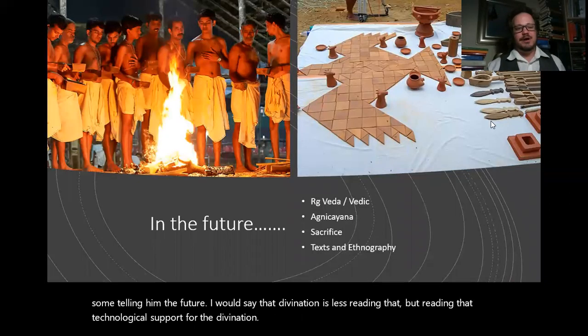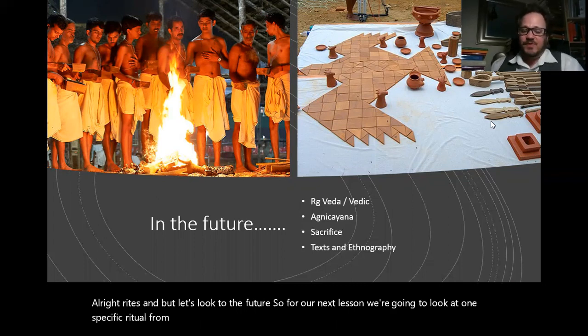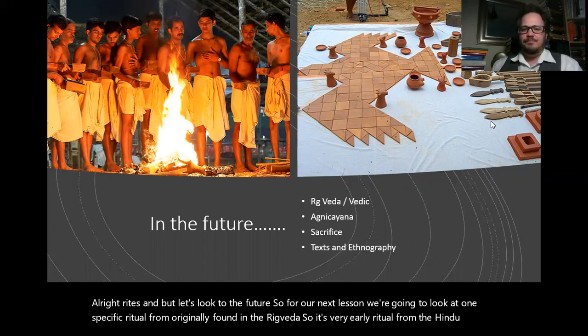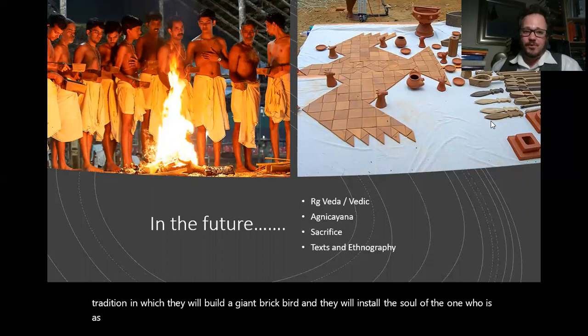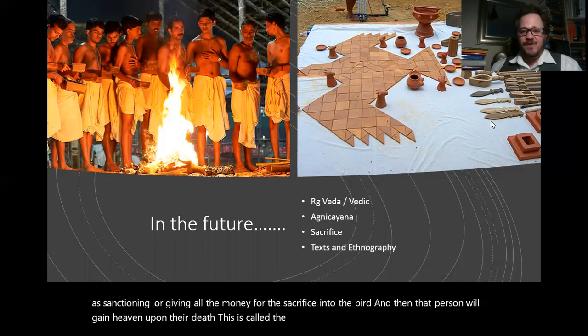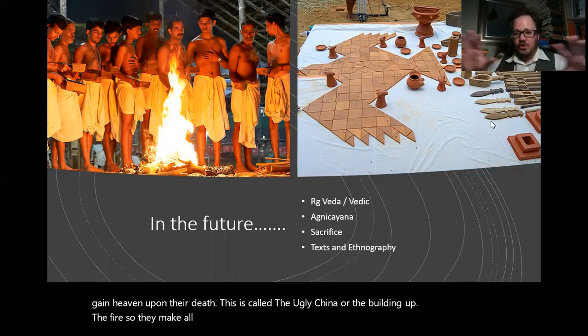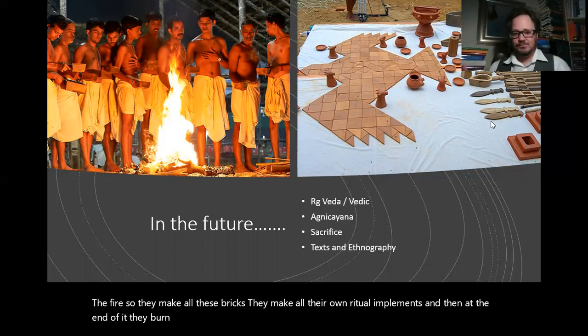All right, we're at its end, but let's look to the future. So for our next lesson, we're going to look at one specific ritual originally found in the Rig Veda. So it's a very early ritual from the Hindu tradition, in which they will build a giant brick bird, and they will install the soul of the one who is sanctioning or giving all the money for the sacrifice into the bird, and then that person will gain heaven upon their death. This is called the Agni Chayana, or the building up of the fire. So they make all these bricks, they make all their own ritual implements, and then at the end of it, they burn all their implements and smash all the bricks.